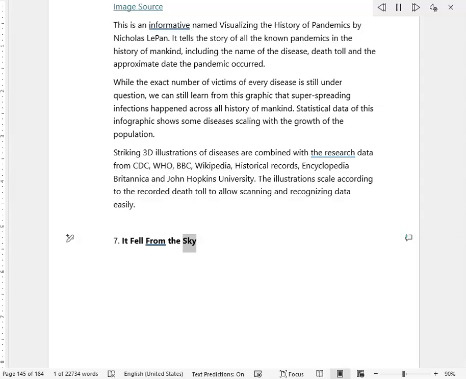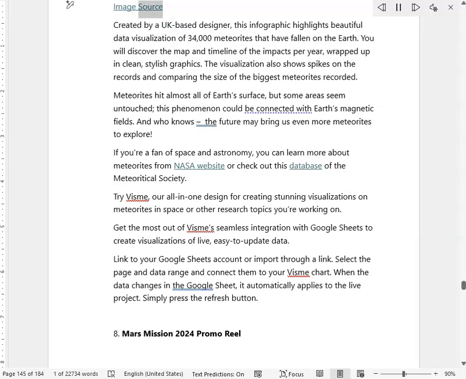7. It fell from the sky. Image source. Created by a UK-based designer, this infographic highlights beautiful data visualization of 34,000 meteorites that have fallen on the Earth. You will discover the map and timeline of the impacts per year, wrapped up in clean, stylish graphics.